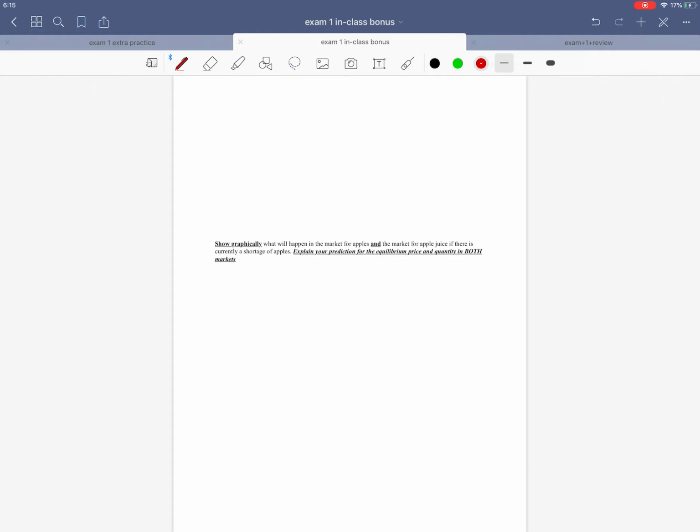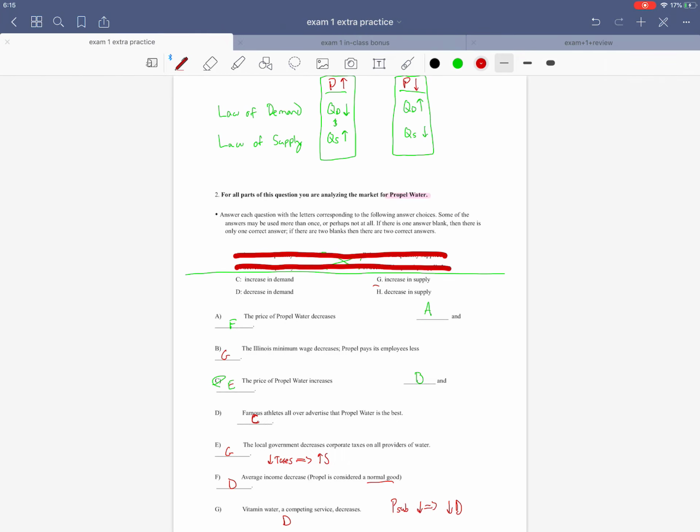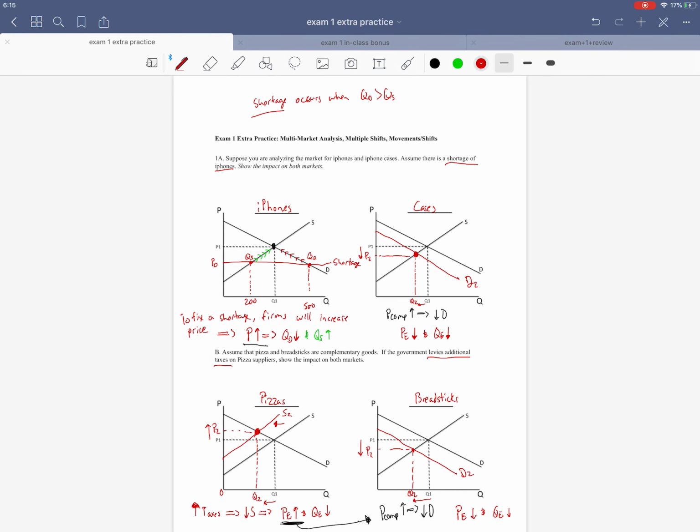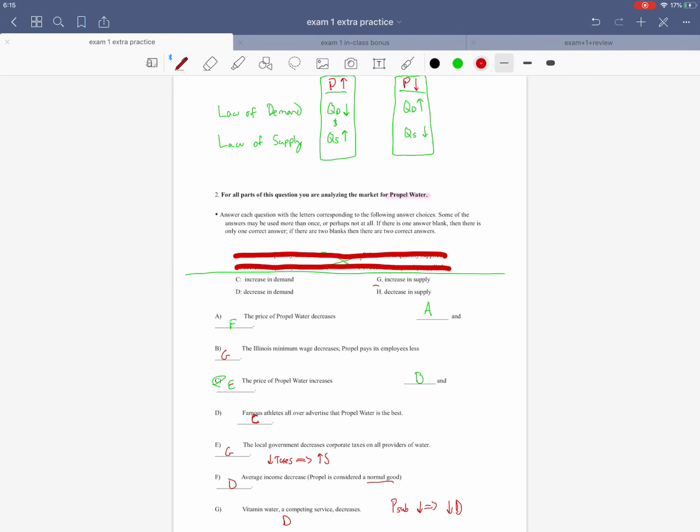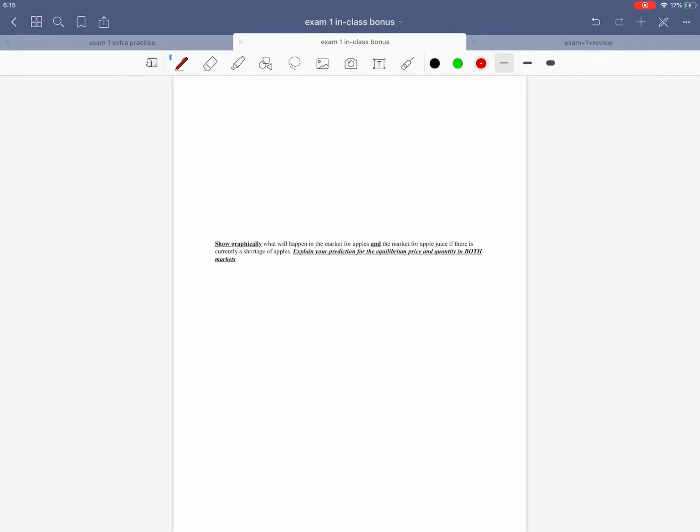And part C here, where we're looking at the market for apples and the market for apple juice, and we see that there's a shortage, that's going to be pretty much the same as 1A here, where we have the iPhones and the cases where it started off as a shortage. So let's go through it really quick. If we have the market for apples, and the market for apple juice.